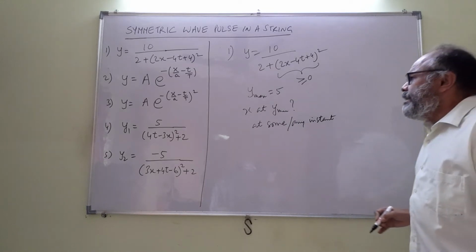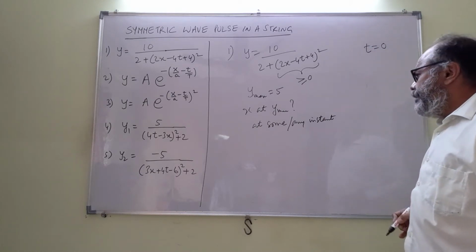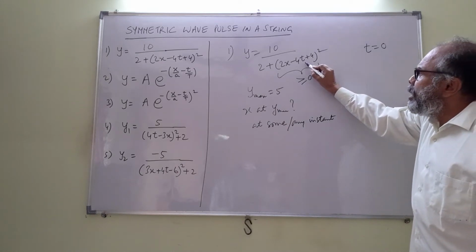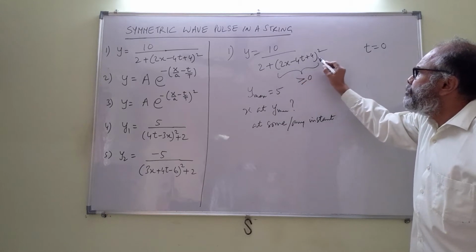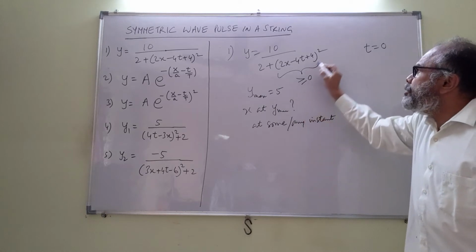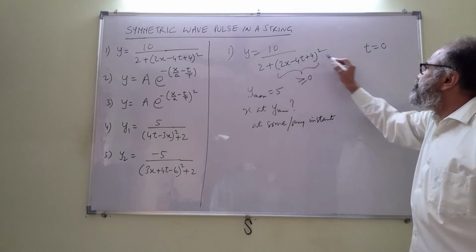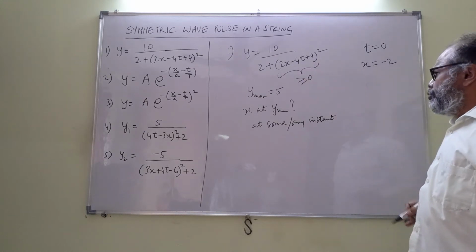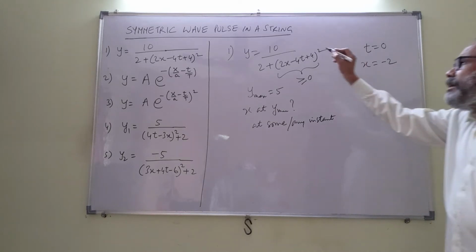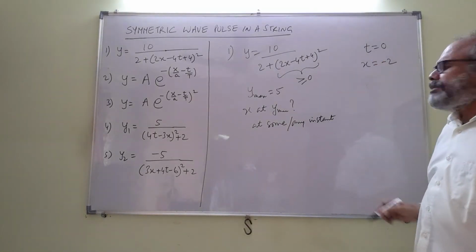So let us take the instant as 0. Let us say we want to find out at t equal to 0. If you put t equal to 0 in this, and this whole thing is 0, we have chosen t as 0, and anyway this quantity is 0 because we want to find y max. So 2x plus 4 is 0, or x equal to minus 2. So therefore the maximum occurs at x equal to minus 2 at the instant t equals 0.